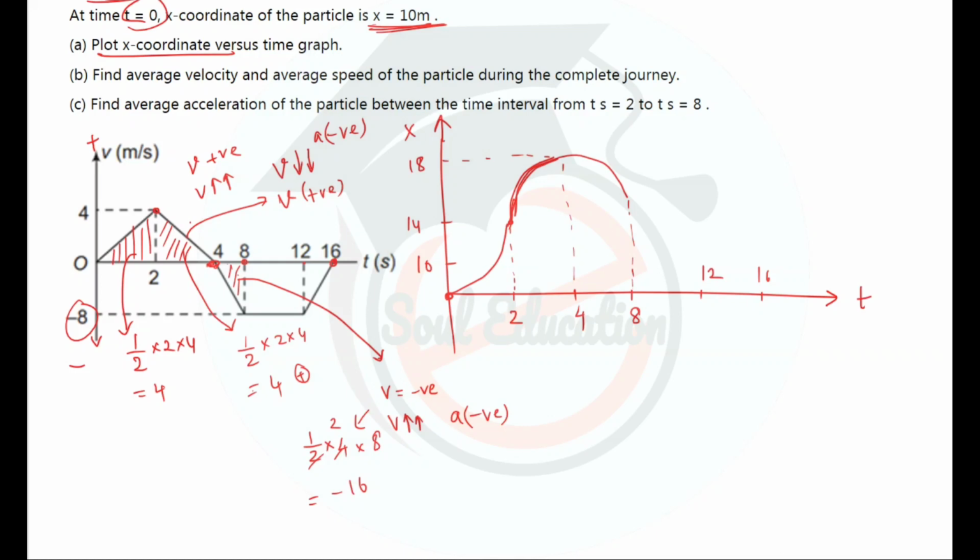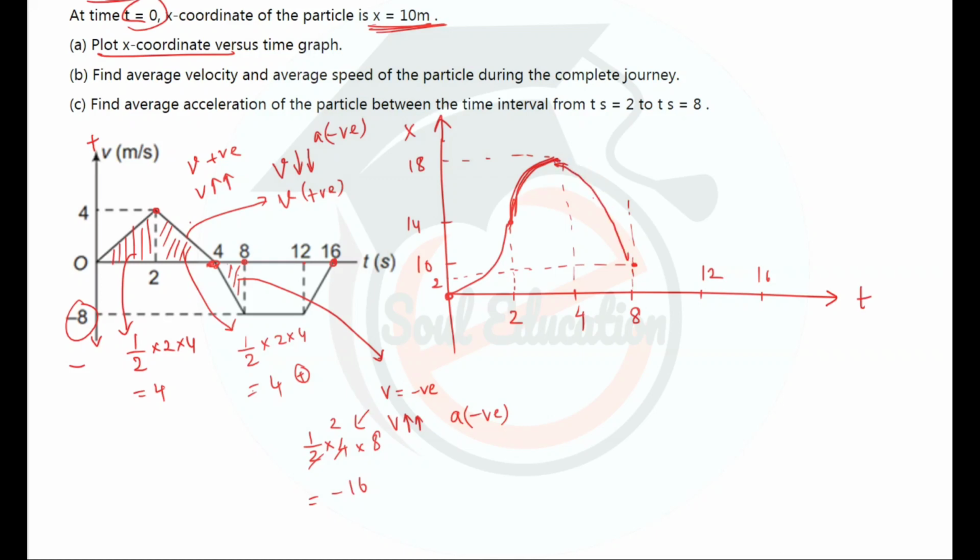Right. So now minus 16 from the existing 18: if 16 is subtracted from 18, where will it go? It will go to 2. So it will go to here. Let's take this as 2 here. So this is the position, and the graph will be like this.